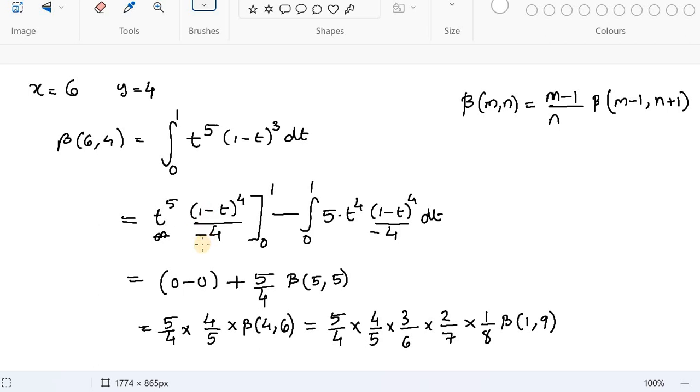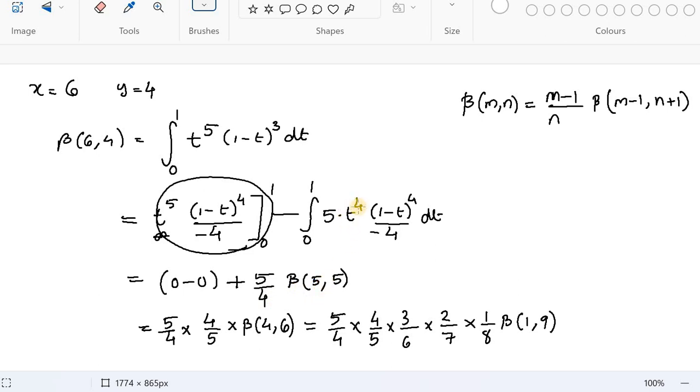power 4 divided by minus 4, evaluated from 0 to 1, minus the integral from 0 to 1 of the derivative of t power 5, which is 5 into t power 4, into 1 minus t power 4 divided by minus 4 dt. This minus and minus will become plus, and when you put t equal to 1, this 1 minus 1 will become 0. When t equal to 0, the first term will become 0. So both these terms completely vanish, and what remains is 5 by 4 plus 5 by 4 into beta.